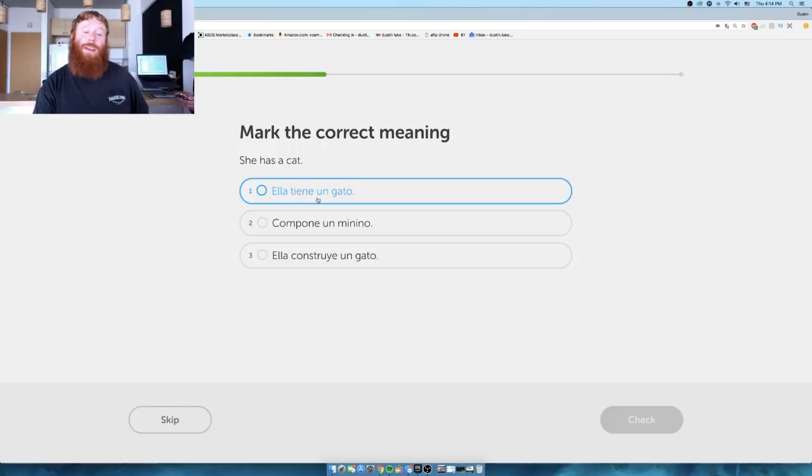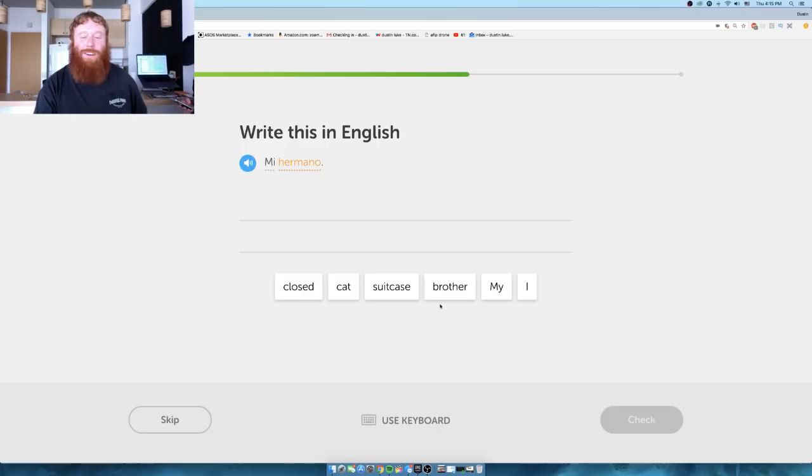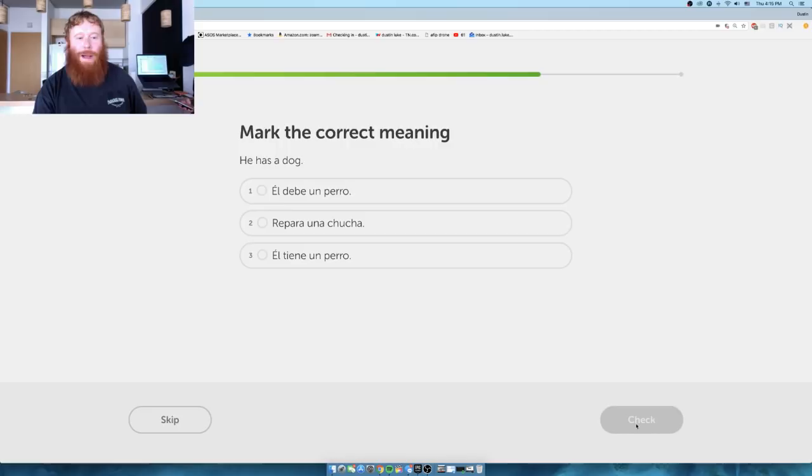Ella tiene un gato. Yo tengo una hermana. I have a... Yo tengo una... Oh, no, okay. Hermano means brother, so hermana must mean sister. Hey, I learned something new every day. Mi hermano. Okay, hermano is my brother. I already knew hermano. Or you could say friend, like, hey, che, hermano. But that's more of an Argentine thing.